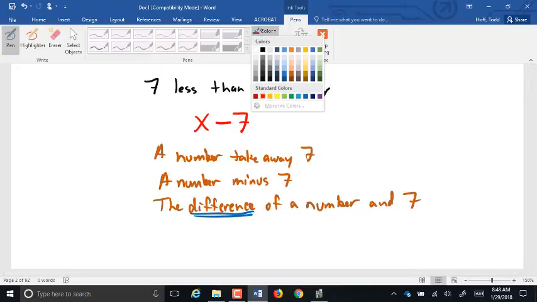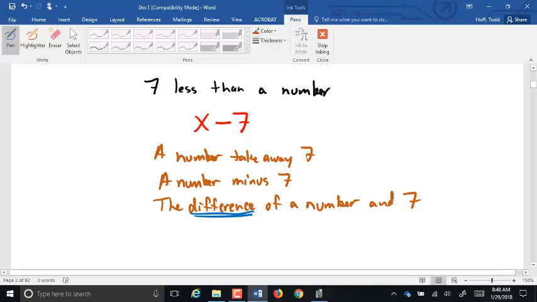Others for x minus 7. A number reduced by 7. Seven subtracted from a number, all sorts of phrases like that, right? So we can come up with a bunch of phrases that would represent x minus 7.